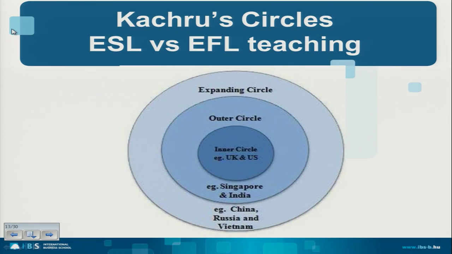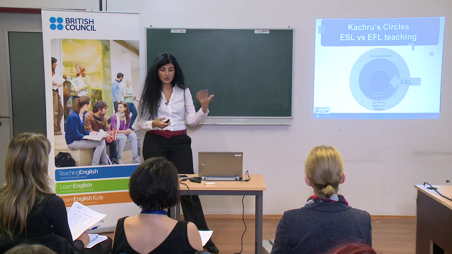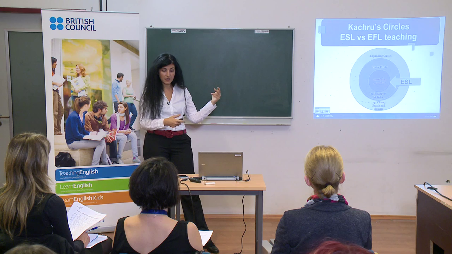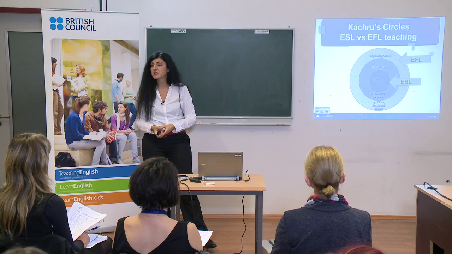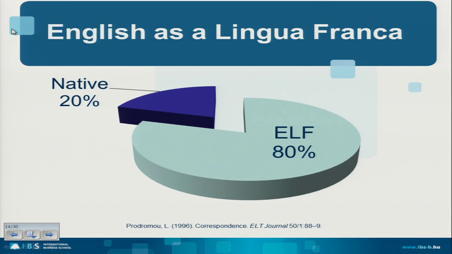And this got me thinking about Kachru's circles of teaching. In the inner circle, we have countries where English is spoken as the first language, native speakers. In the outer circle, we have countries where English is the second language. And in the expanding circle, we have English as a foreign language. And if we're teaching English as a second language, then we're teaching probably either in the inner or in the outer circle. And if we're teaching English as a foreign language, then we're probably teaching either in Hungary or in another place where English is a means of communication with non-native speakers.